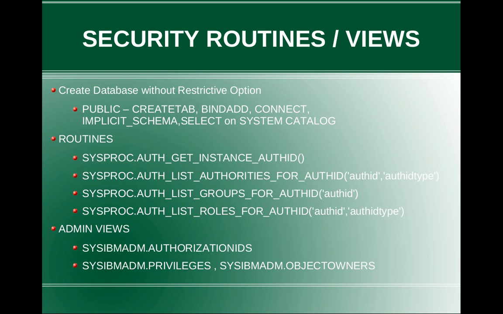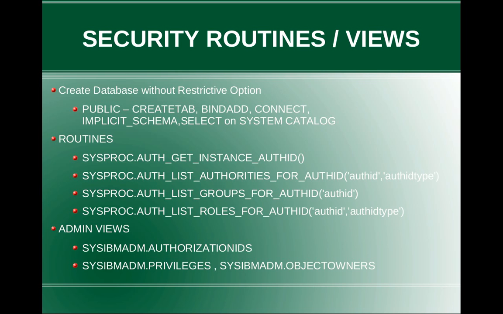And SYSPROC.AUTH_LIST_ROLES_FOR_AUTHID will list, for a given user or group or role, all the roles that particular authentication id holds. You can grant roles to individual users, to PUBLIC, and to groups. That's why this routine is very helpful to find out what roles are granted to a particular user, group, PUBLIC or role. A role itself can be granted to another role. That is called nesting of roles, or role hierarchy.